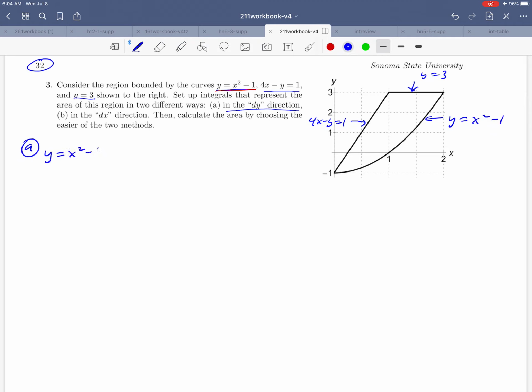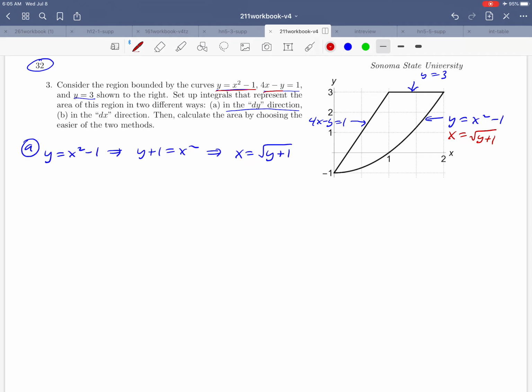Let's do a little algebra here. We can add 1 to both sides and then solve for x. We're going to get x equals the positive square root of y plus 1. We can ignore the negative square root because in our picture x is positive everywhere. If we label that in our picture, that came from the parabola, and so a second way of writing that equation is x equals the square root of y plus 1.